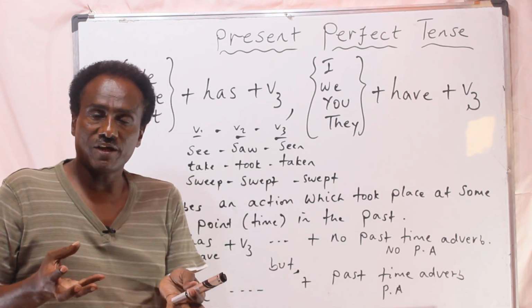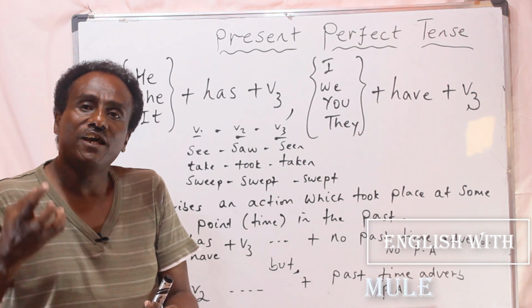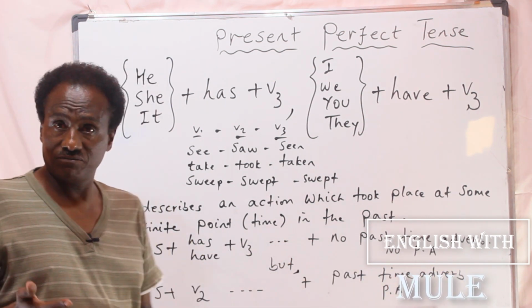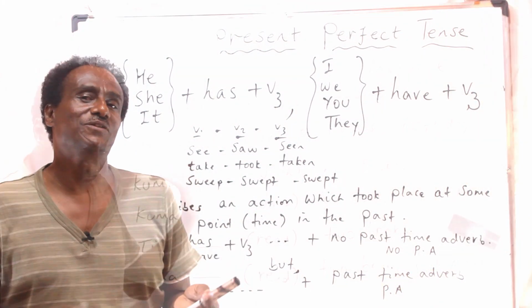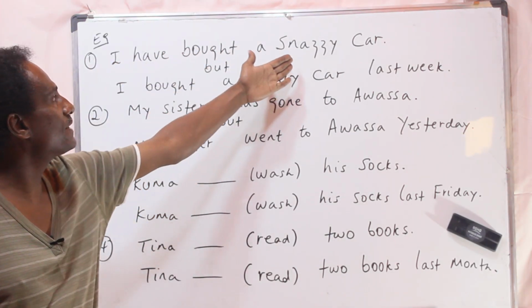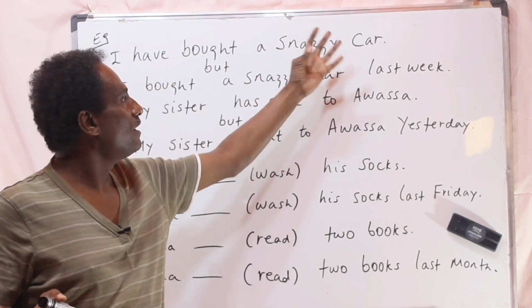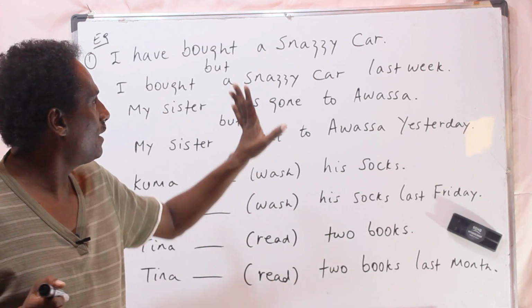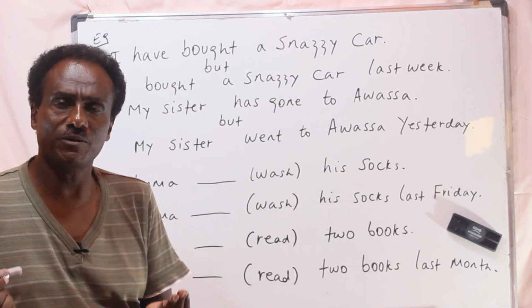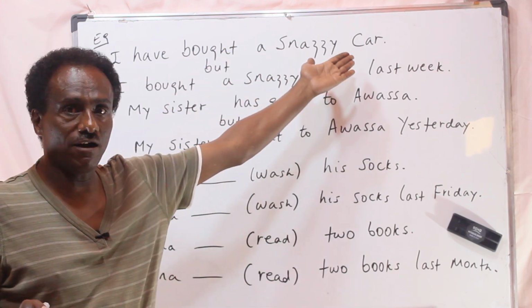The words, the adverbs, the time adverbs which I have outlined already, you will remember. If they are absent, it is present perfect. Easy, yeah? As easy as ABC, of course. We have examples here, okay? I have bought a snazzy car. You know what? I have bought a snazzy car. Snazzy means fashionable, smart car, you know what I'm saying? So, I have bought a snazzy car.